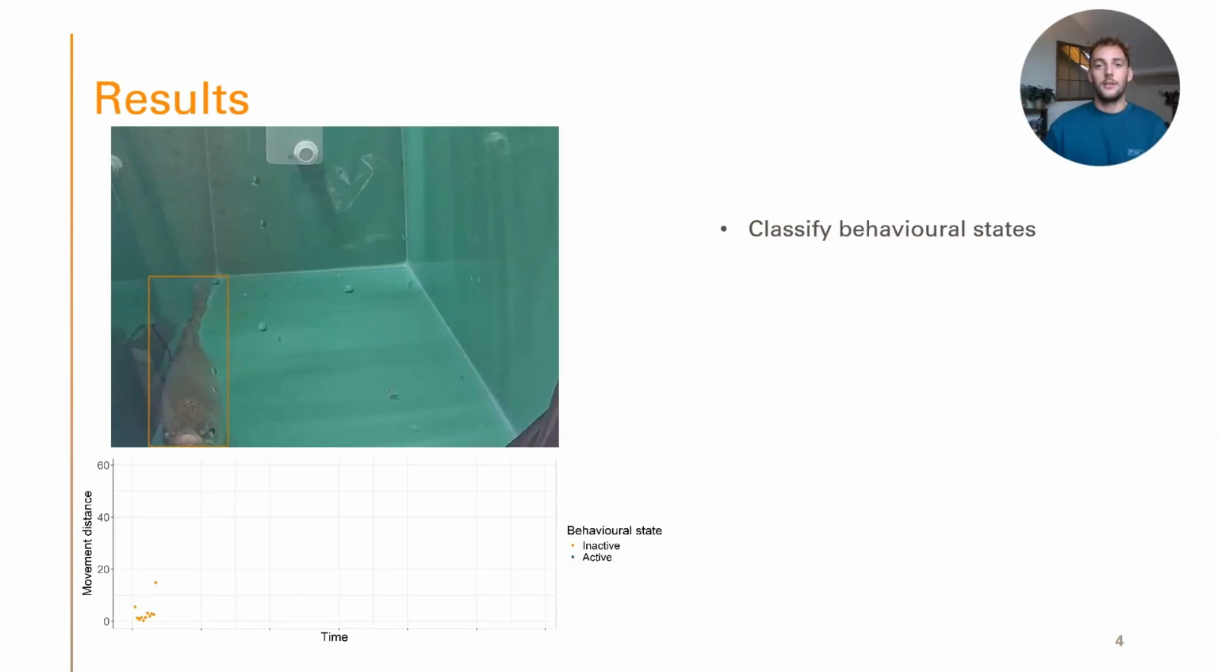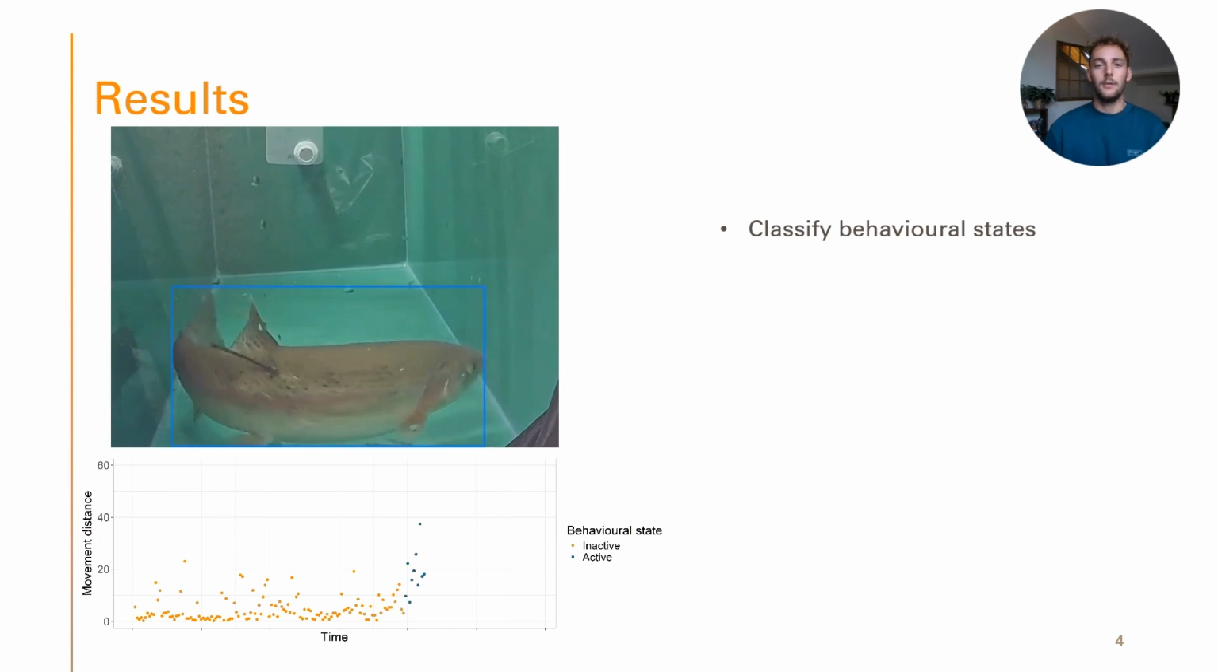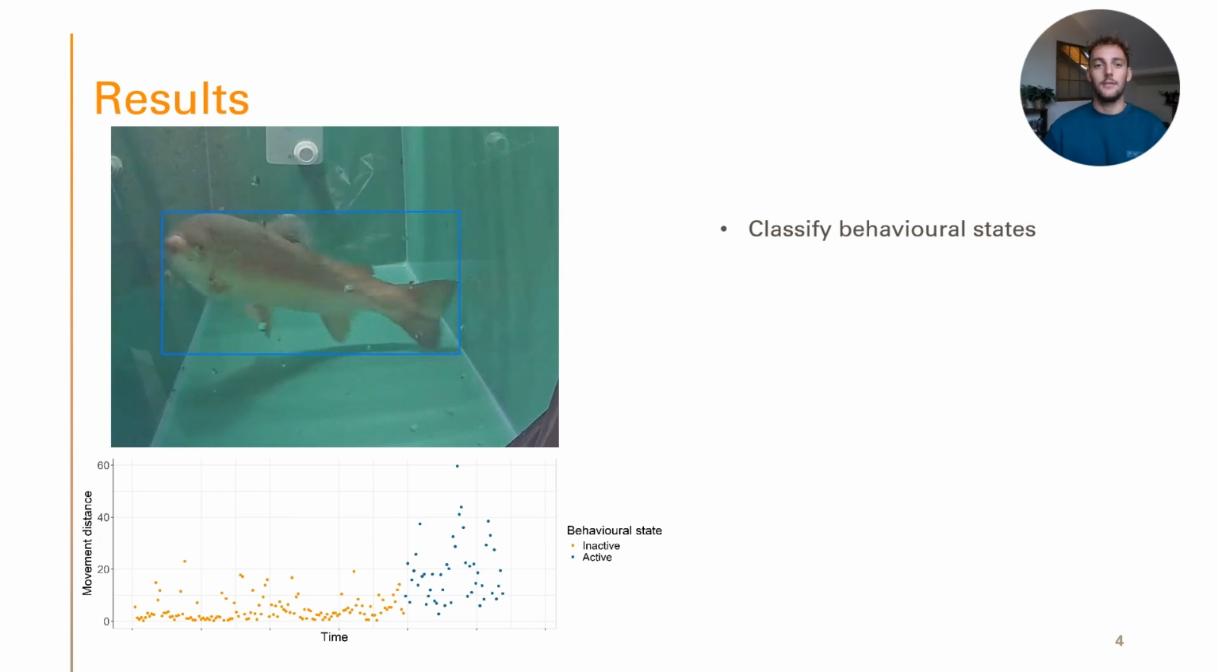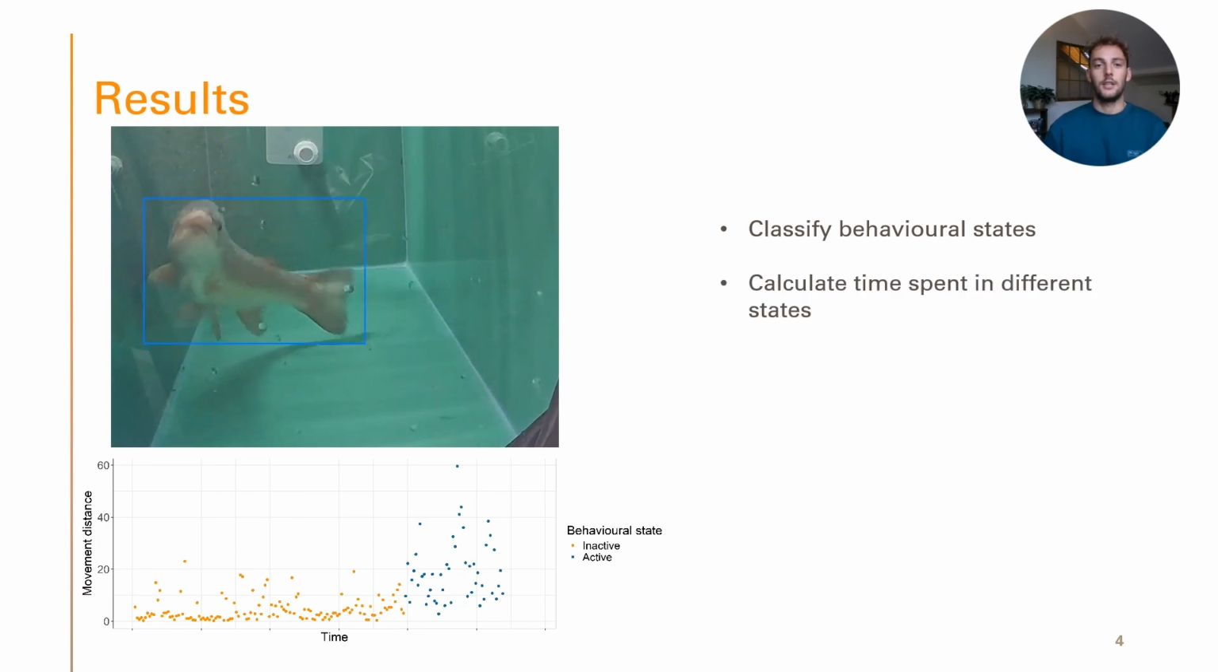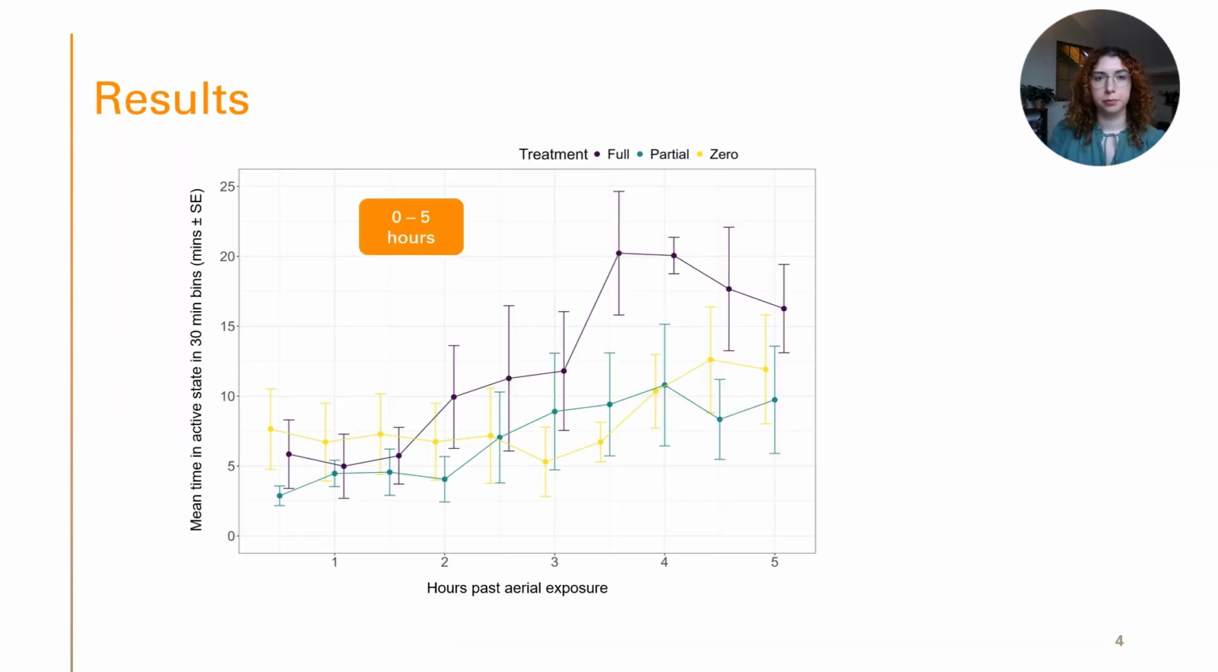In this video, you can see a fish resting on the bottom of a tank with an orange bounding box around it, classified as inactive by the model. The figure below shows the bounding box centroid movement distance at each time point in the video. When the fish starts moving, the bounding box changes color to blue as the behavioral classification changes to active. We can use the classifications to calculate time spent in different behavioral states, then analyze patterns over long time periods.